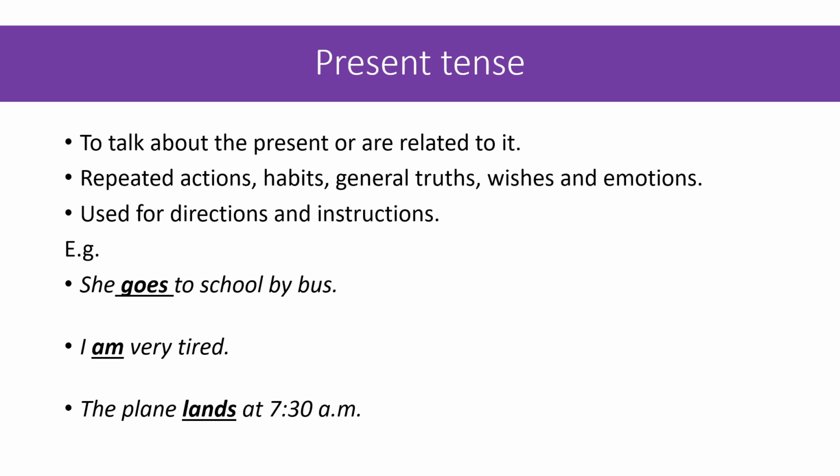Now let's look at the tenses in more detail. We're starting off with the simple present tense. So this is when you are talking about the present or something that's related to the present. They are repeated actions, habits, general truths, wishes, or even emotions. And we use the simple present tense for directions and instructions. So, for example, she goes to school by bus. I am very tired. The plane lands at 7:30 a.m.